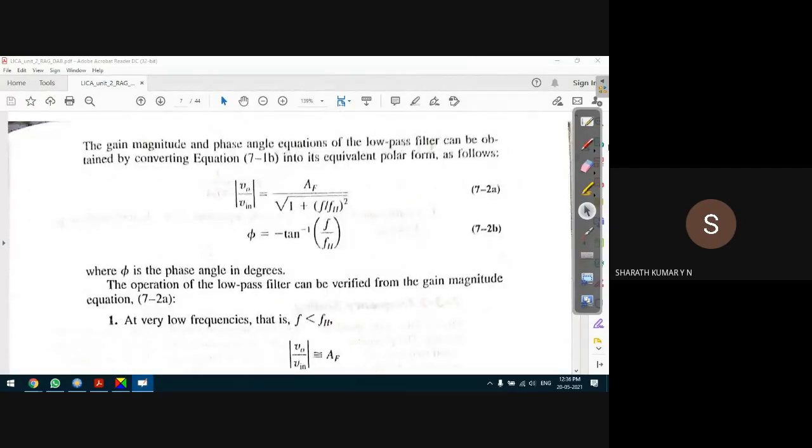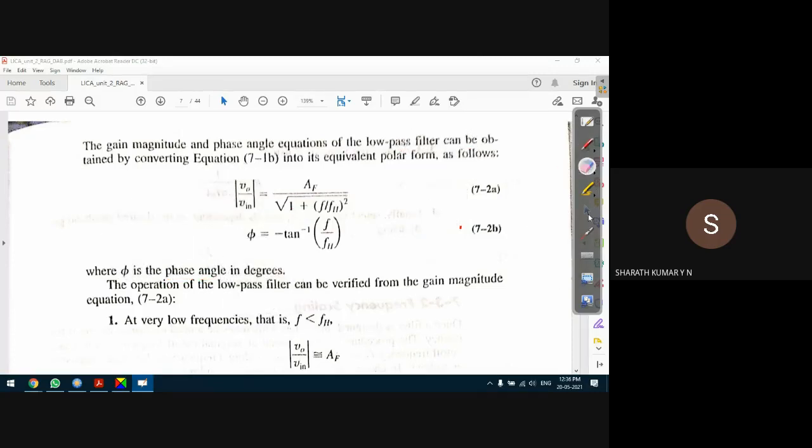When you consider only the gain magnitude and phase equations of the low pass filter, when you take magnitude, the j term will go away. We consider gain Af divided by square root of 1 plus (F by Fh) square. And the angle equation is phi is equal to minus tan inverse F by Fh. Phi is the phase angle in degrees.